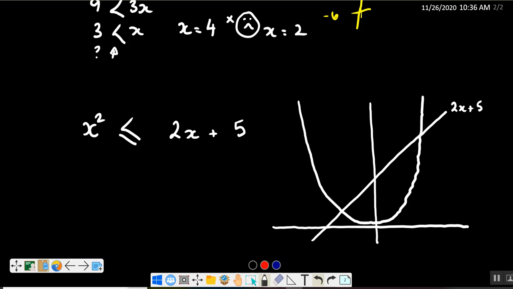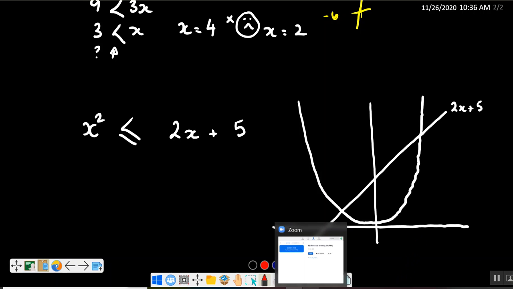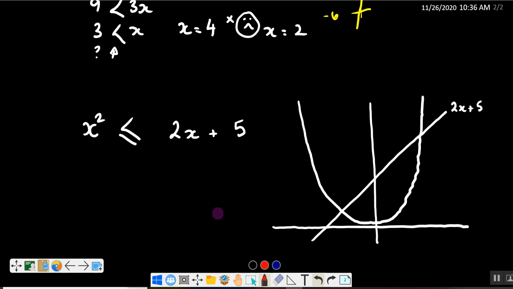Where is 2x plus 5 greater than x squared? Liam. Past the part on the right. Here? Yes. No. Owen? Oh wait, no, sorry. So we're going along here. This is where 2x plus 5 is under, so less than.